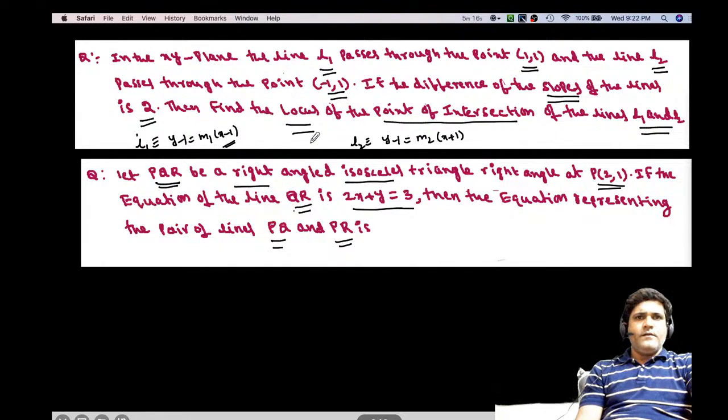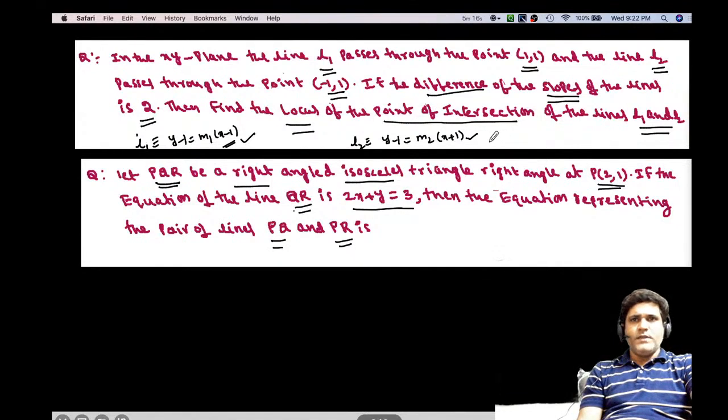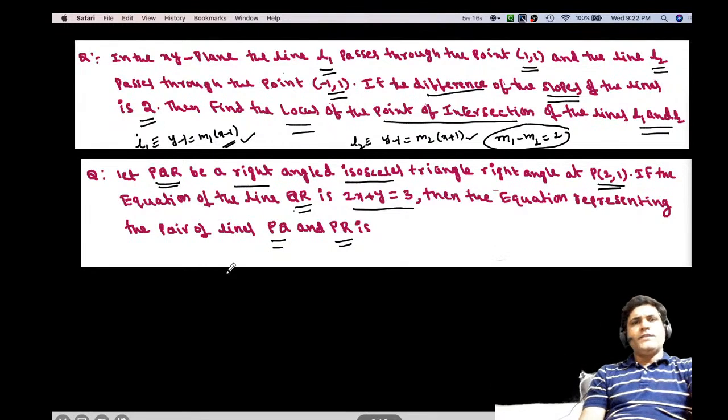So here we introduce two parameters. Now we need to eliminate the two parameters to get the locus. Now one more condition is given: the difference of the slopes is 2. That is, m1 minus m2 is 2. This is given. Now what is the question? The locus of the point of intersection of the lines L1 and L2.